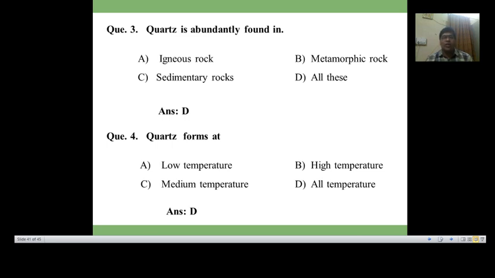Question number 4, quartz forms at low temperature, high temperature, medium temperature, or all temperature. Answer D, all temperature. There is no specific temperature required. At any temperature, the formation of quartz will take place. Answer D is the correct answer.